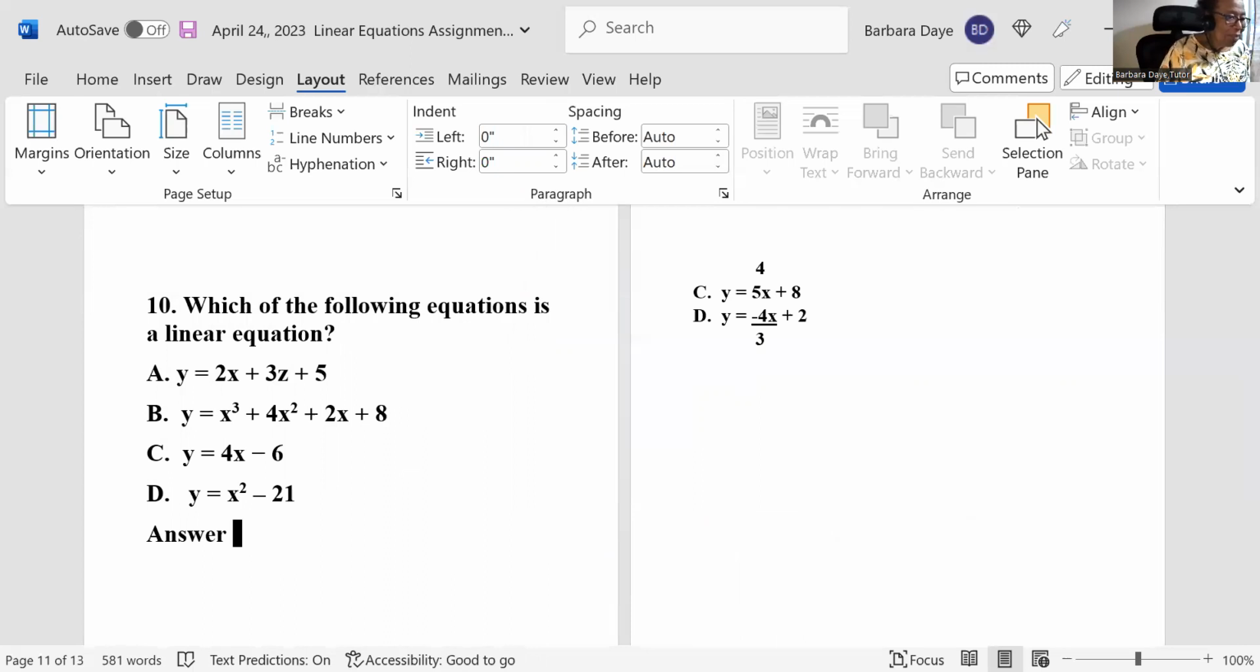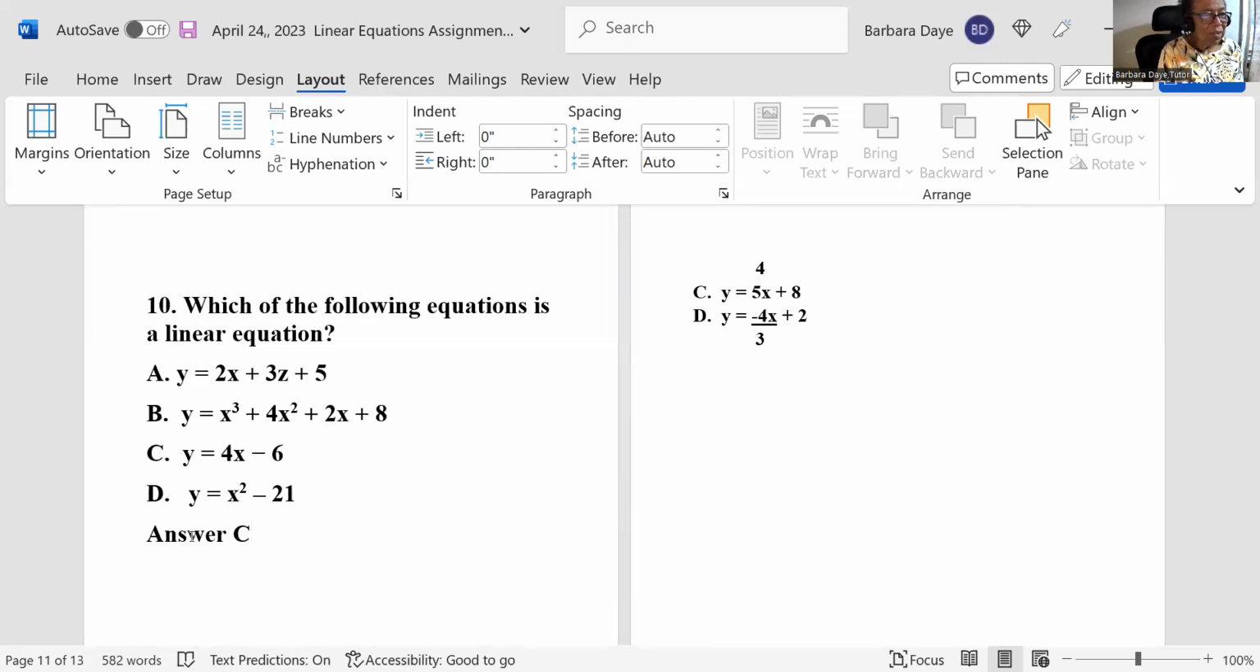Okay, which of the following equations is a linear equation? Maureen, which one? For sure it's not A. I had put C. And C is correct. Why C, Maureen? Because I know it ain't got a Z, and I know it ain't got a power. Well, the power is 1 on a linear. So the bigger powers eliminate B and D, right?